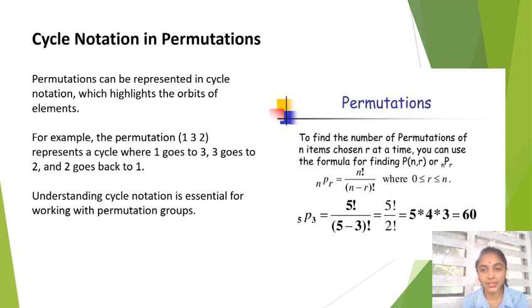To find the number of permutations of n things, choosing r at a time, you can use the formula for finding P(n, r) or nPr. nPr is equal to n factorial divided by (n minus r) factorial, where 0 is less than or equal to r, less than or equal to n.